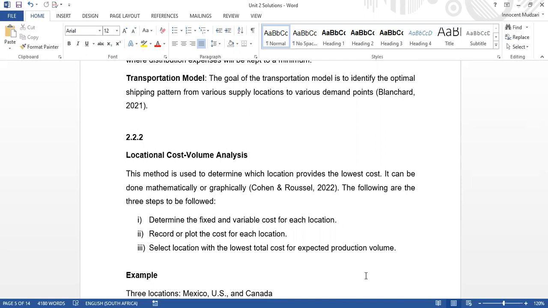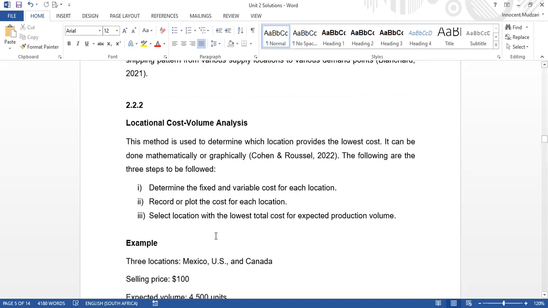So we want to see how this method can be used. The locational cost volume analysis is a method used to determine which location provides the lowest cost. It can be done mathematically or graphically. So the following are the steps to be followed when you are doing the locational cost volume analysis. Number 1, determine the fixed and variable cost for each location. Number 2, record or plot the cost for each location. And then number 3, select the location with the lowest cost for expected production volume.